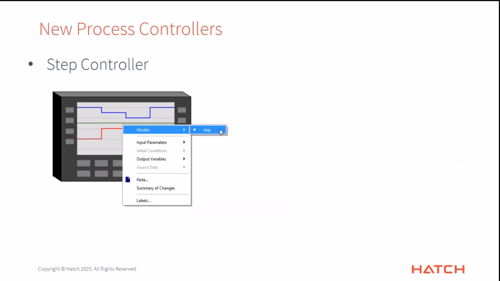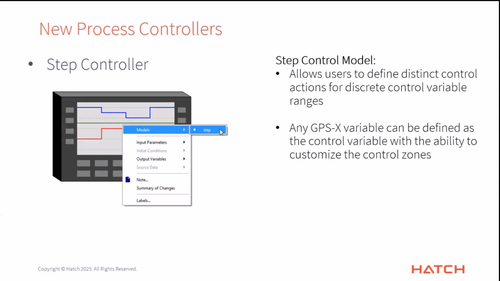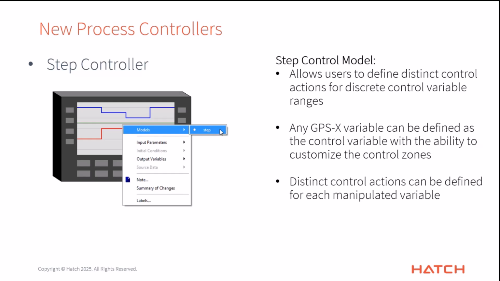So the step controller object model looks like this in GPSX, and it also has just one mol available to it, where this allows you to define distinct control actions for the discrete control variable ranges that you want to specify, where you have the control to specify how many of those ranges and what their upper boundaries are going to be. And you can use any variable in GPSX to be your control variable. And then just like the proportional one, you can specify any GPSX input variable to be your manipulated variable. You can specify distinct control actions for each one of the boundaries for each manipulated variable.